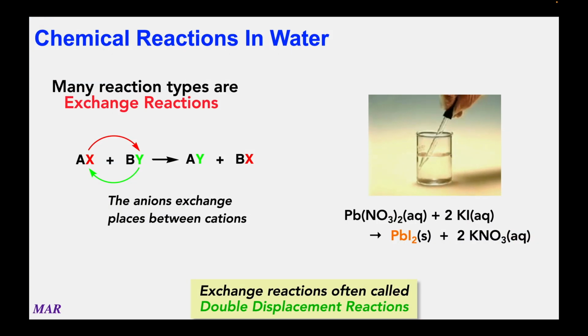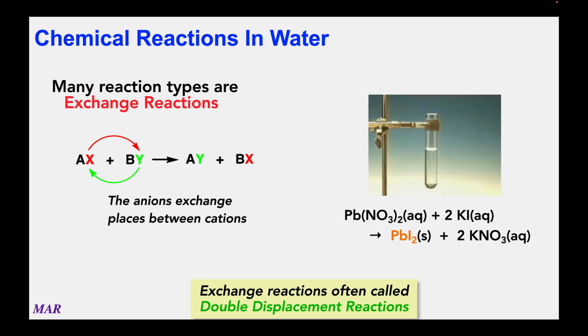When we combine solutions of lead nitrate and potassium iodide, a colorful material appears. This is actually a solid called lead-2 iodide. Chemists can actually predict what products will be for a reaction, knowing some general patterns of reactivity. And one very general kind of pattern of reactivity you'll see in this class is what's called an exchange reaction.